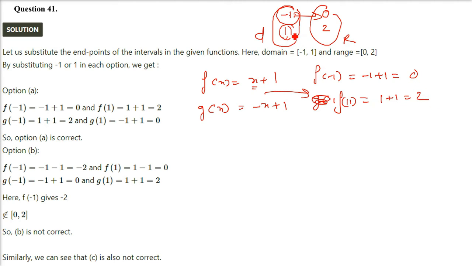So f x is working. Let us go to g x now, whether it is working or not, because we need 1-to-1 mapping. So g of minus 1 we will put, g of 1 we will put, and we'll try to find out 0 and 2.